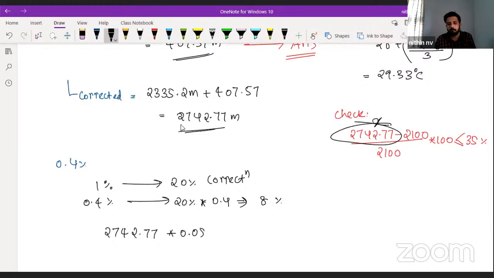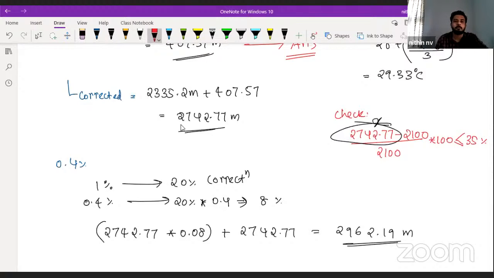2742.77 multiplied with 0.08 will be the correction. Now you add it to 2742.77. Are you getting this as the final answer? 2762 approximately. Yes, that's it.